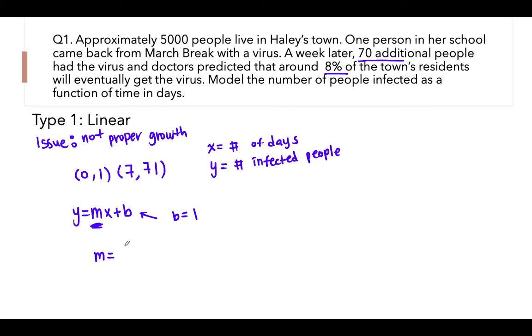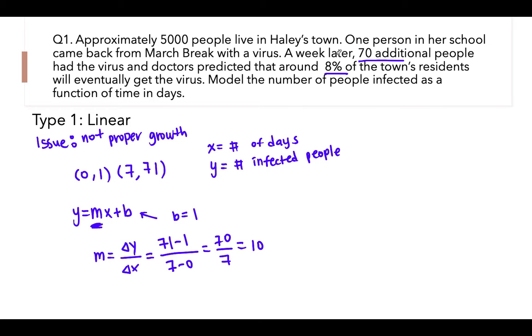Slope, we know, is change in y over change in x. And we understand that y2 is 71 minus y1 is 1, over x2 is 7 minus x1 is 0. And then you get 70 over 7, which equals 10. So we now found the slope, which is 10.